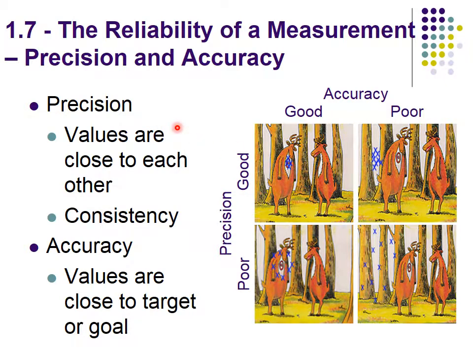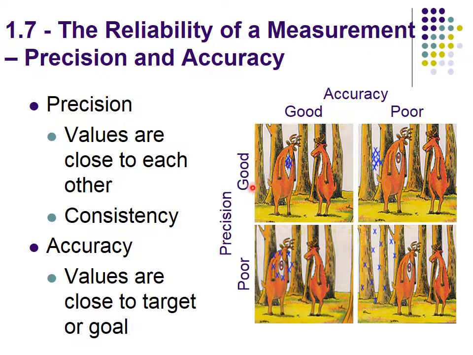Precision is a measure of how close your values are to each other. So I like to think of it as how consistent you are. You can be consistently bad. So for example, if we look on this one, all of the marks are really close together. All of the marks are really close together. So these are both precise. Down here, the marks are all spread out in both examples, so they are not precise.